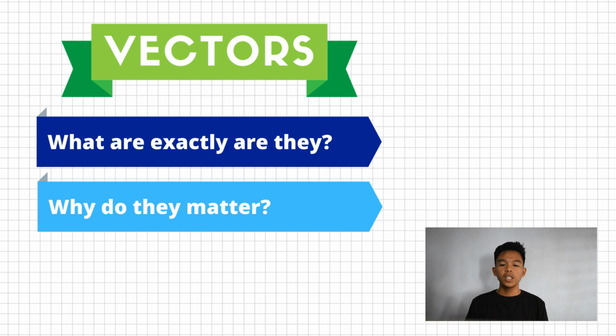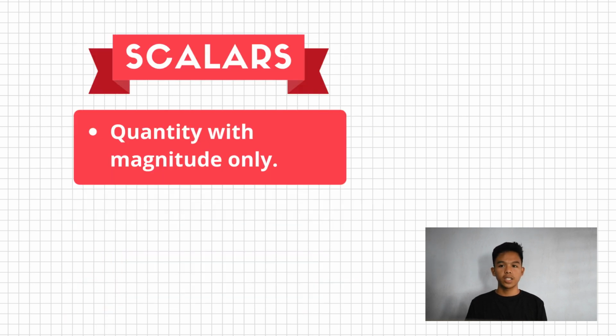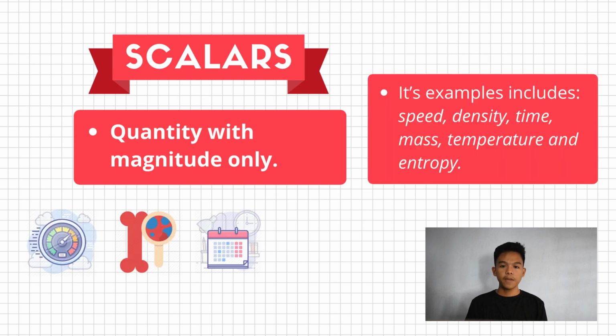But first, we need to understand scalars. A scalar is a quantity with magnitude. Examples include speed, density, time, mass, temperature, and entropy.